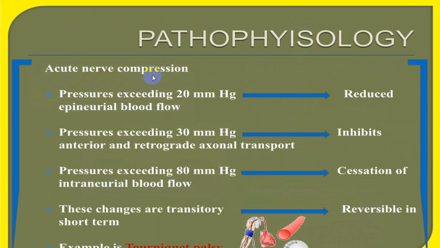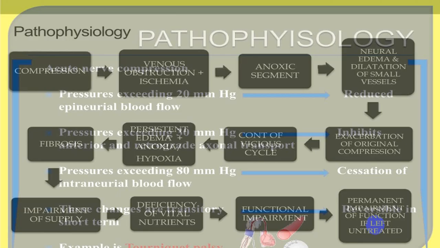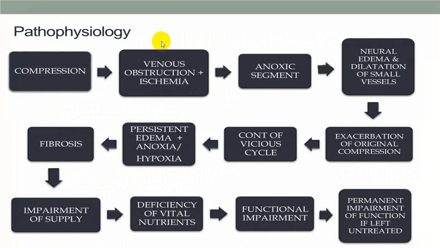So whenever the pressure exceeds 20 millimeter of mercury, the conduction will be reduced. More than 30 millimeter, it will inhibit the conduction. More than 80 millimeter, there will be cessation of blood flow, and these changes are transitory, short term, partly reversible. It is like tourniquet palsy. But once you get the demyelination, the changes will be irreversible.